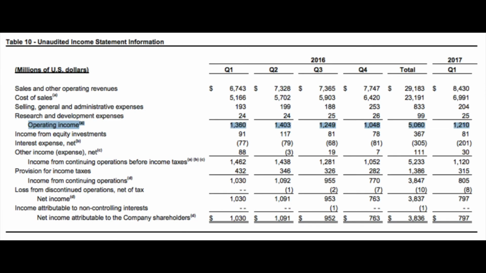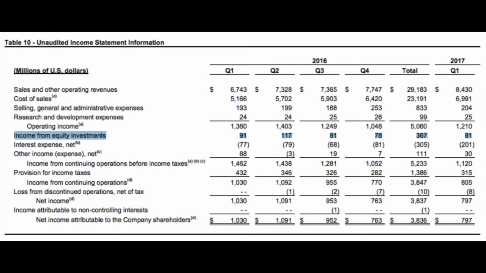So the next part of the income statement is the company's operating income. This is pretty much their revenue minus the cost of sales and the general and administrative expenses, as well as the research and development. And so this just lets you know how much money the company is making after subtracting out all of their operating expenses.